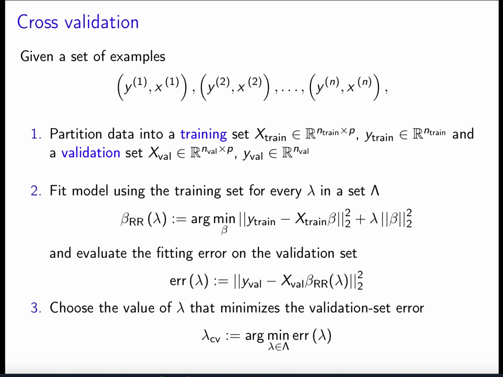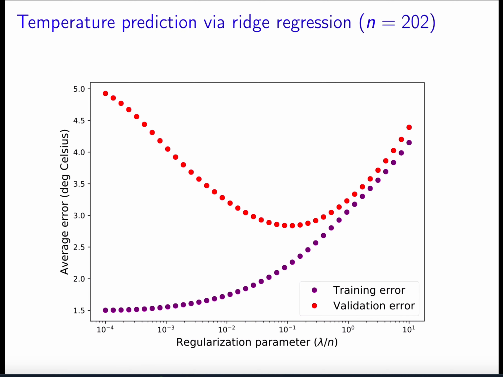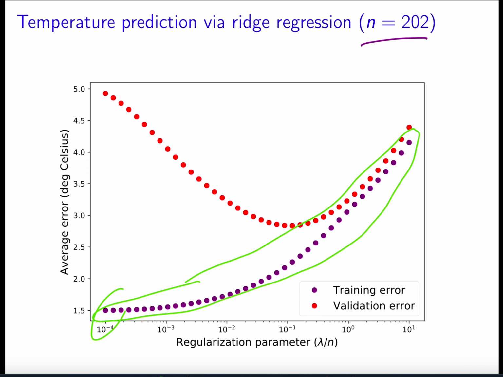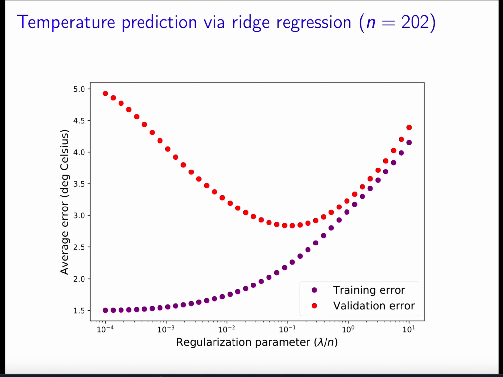So let me show you a graph where we have used n equals 202 in the temperature data set. That's the number of training data. And this is what the training error curve looks like. As I was saying before, if you just look at training error, you're always going to pick the smallest possible lambda, because that gives you the best fit by definition, since at that point you don't care about the extra term that is penalizing the large coefficients. The issue is that that doesn't generalize at all, and you get a huge validation error.